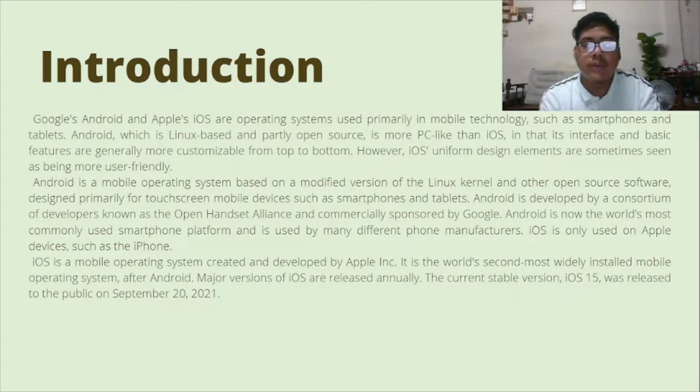iOS is a mobile operating system created and developed by Apple. It is the world's second most widely installed mobile operating system. After Android, major versions of iOS are released annually. The current stable version, iOS 15, was released to the public in September 2021. So we started to see the difference between these two, which is Android and iOS.